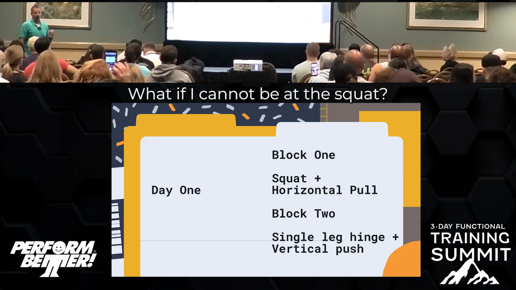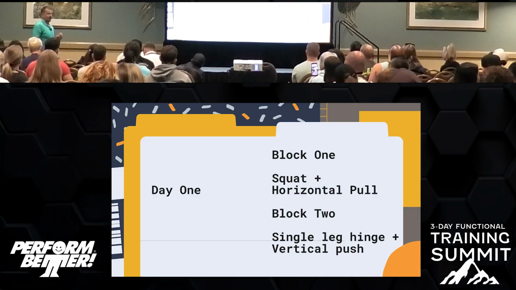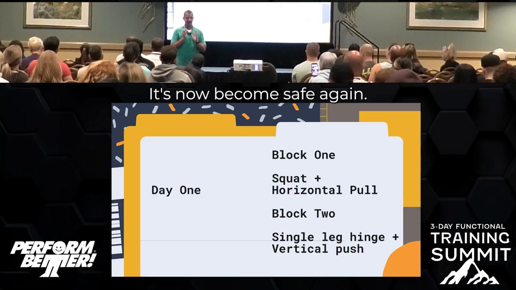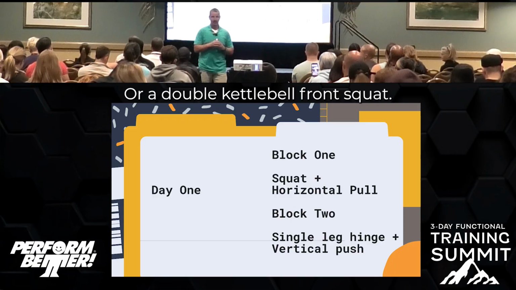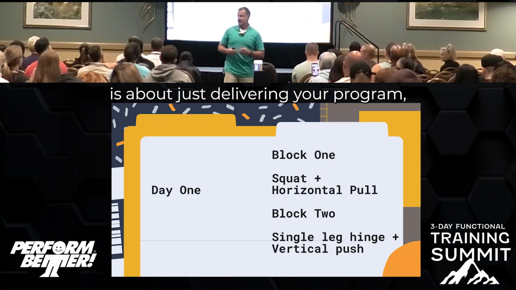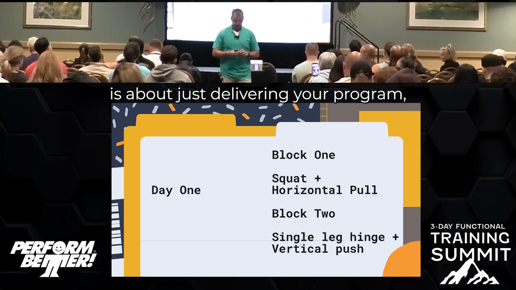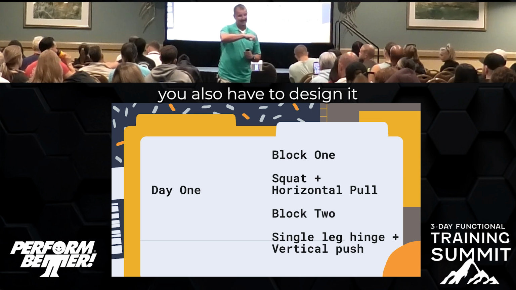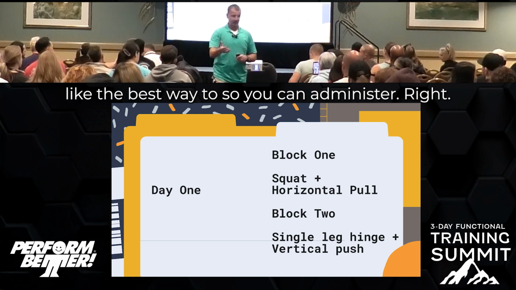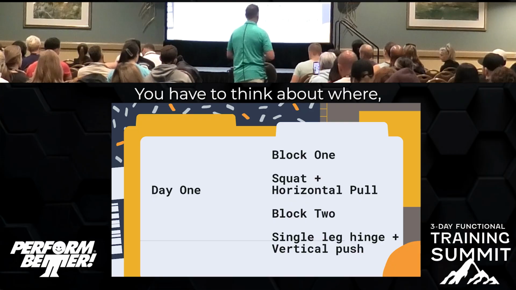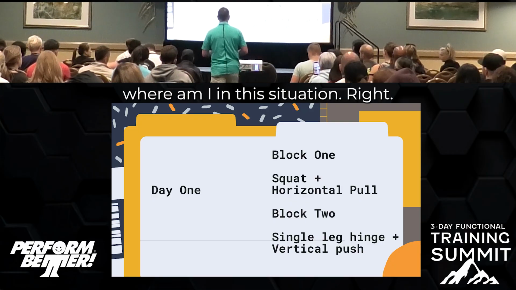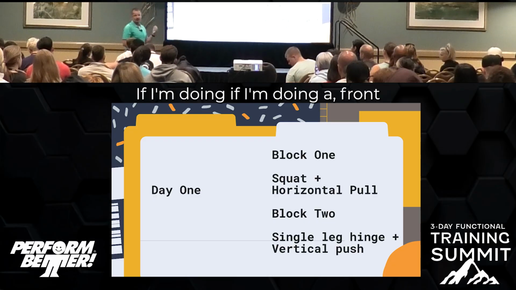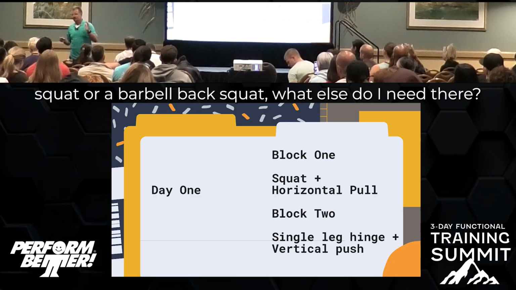What if I cannot be at the squat? I would switch it to a goblet squat, which now becomes safe again, or a double kettlebell front squat. While a lot of this is about delivering your program in a big group, you also have to design it in the best way so you can administer it. You have to think about where you are in this situation. If I'm doing a front squat or a barbell back squat, what else do I need there?